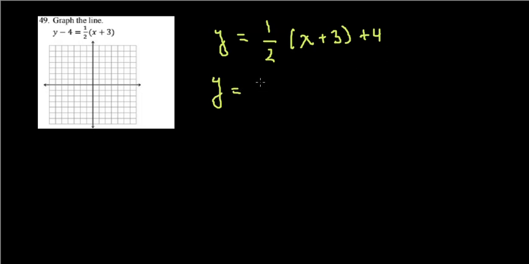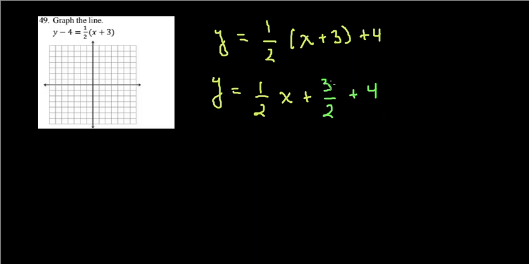Alright, this one's a bit of a tricky one. I'll give you a couple of seconds to solve it. So first thing we're going to do is add 4 to both sides. So we're going to say y is equal to 1/2, keep the parentheses, (x plus 3) plus 4. And now we're going to simplify this entire thing. 1/2 x plus, let me change the color, 3/2 plus 4.